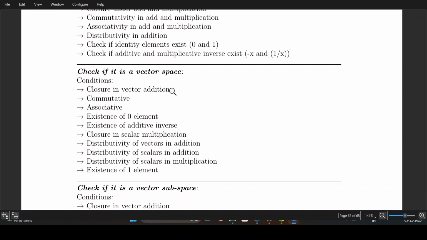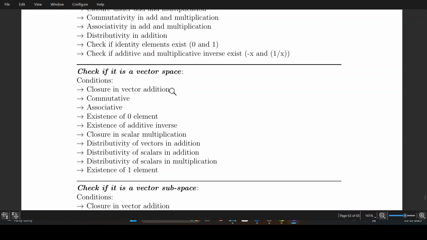Then closure in scalar multiplication, so this one is important. For any scalar in the field on which the vector space is defined, that scalar times the vector u should be in that set itself.